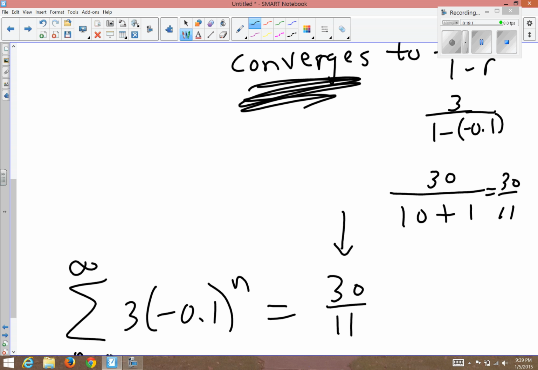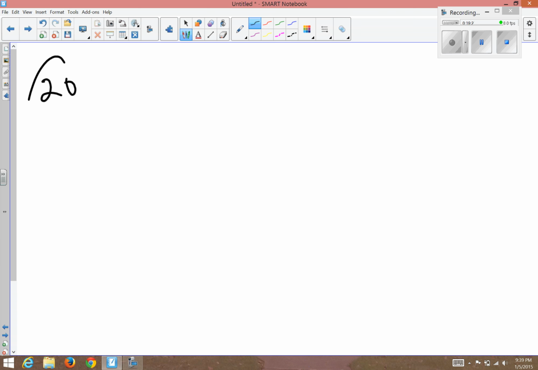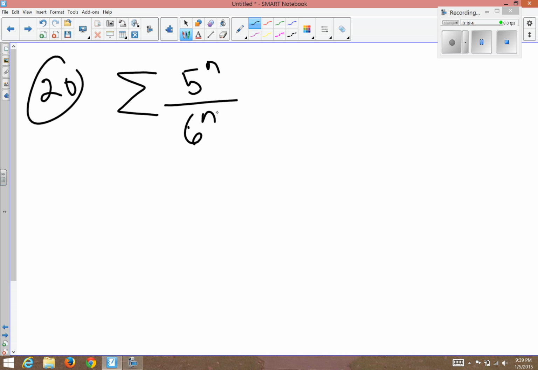And we're going to just look at one more. Number 20. It says this: sigma 5 to the n over 6 to the n plus 1, and the n is starting at 0, going to infinity. So this is given.